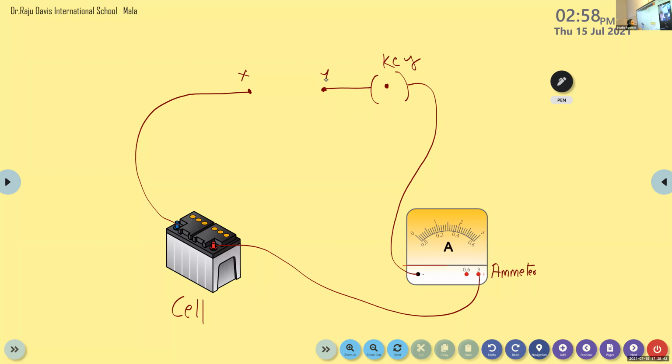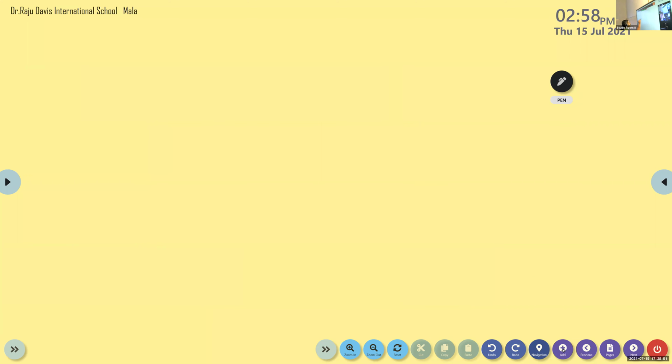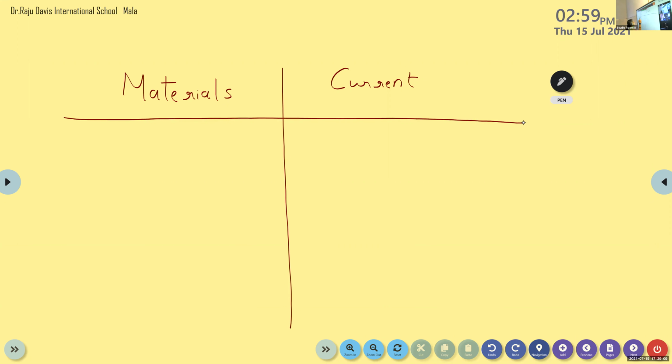We can mark the spaces X and Y. And here in this space we need to connect some components. We are going to connect some materials in that space X and Y, and we want to measure the corresponding value of current with the help of the ammeter. Can you recall what materials we used to connect in that gap between X and Y? Anyone? We used to connect a nichrome wire. Okay, first we connect a nichrome wire.